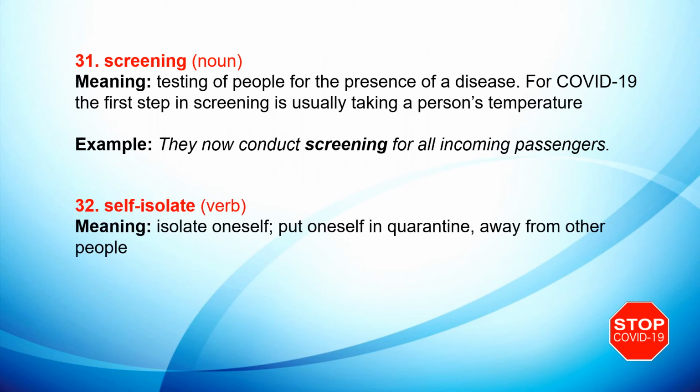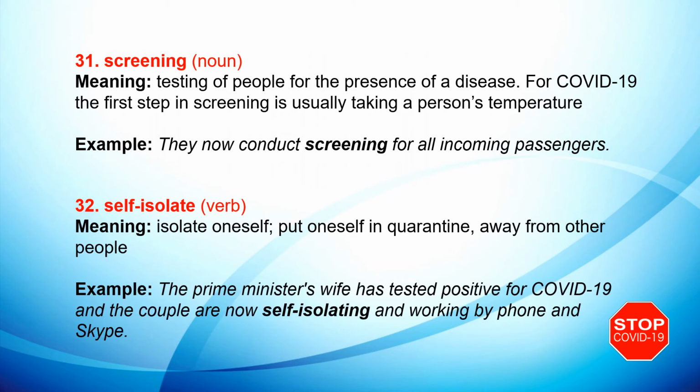Number 32, self-isolate. Self-isolate as a verb, meaning isolate oneself, put oneself in quarantine, away from other people. For example, the Prime Minister's wife tested positive for COVID-19 and the couple are now self-isolating and working by phone and Skype.